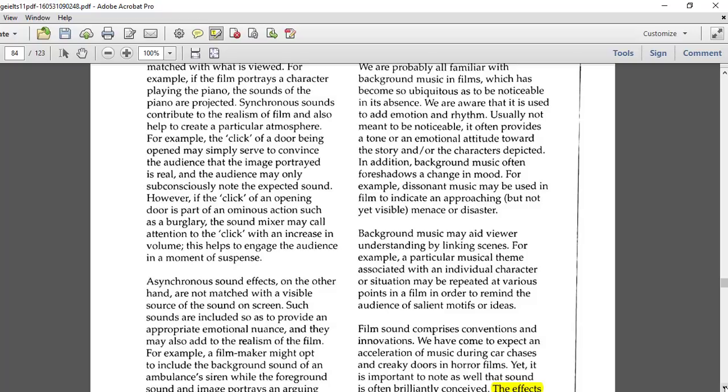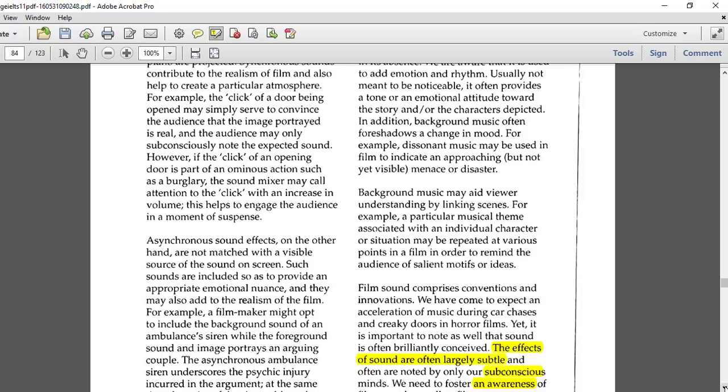So the response is controlled. For example, a particular musical theme associated with individual characterization may be repeated at various points, different parts of the film, in order to remind the audience of salient motifs or ideas. So here it is. It's here. For example, a particular musical theme associated with an individual character.